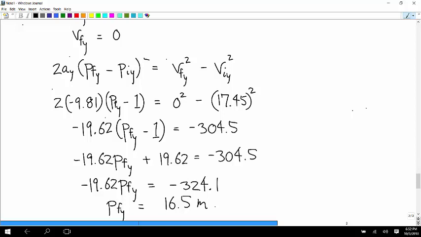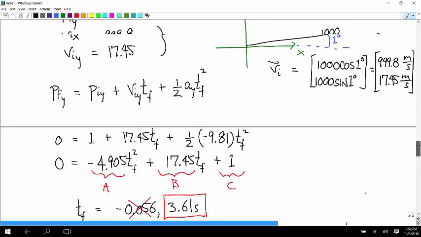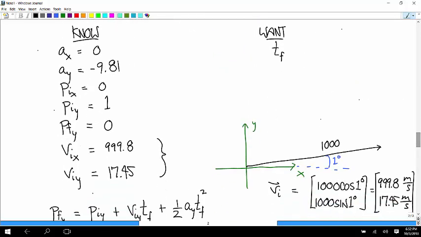And to make sense out of that, it all comes back to the y component of the initial velocity. Any questions about that? Okay. Let's do one more.